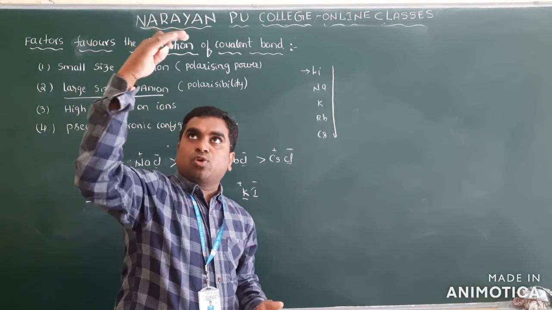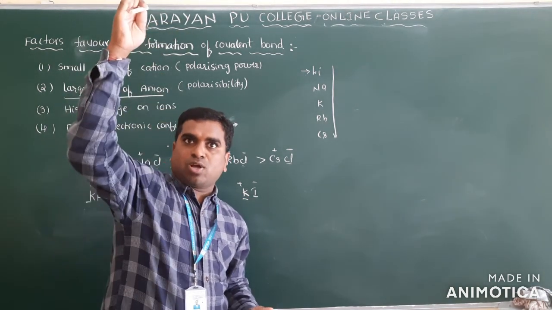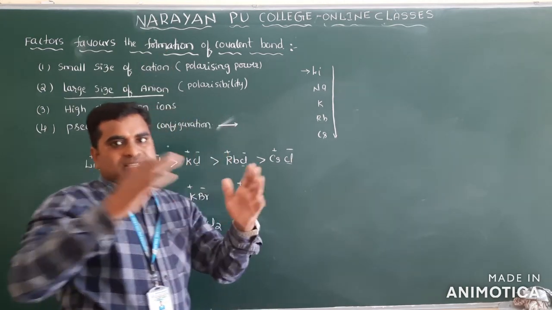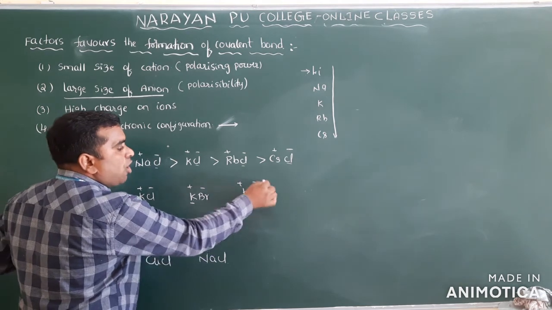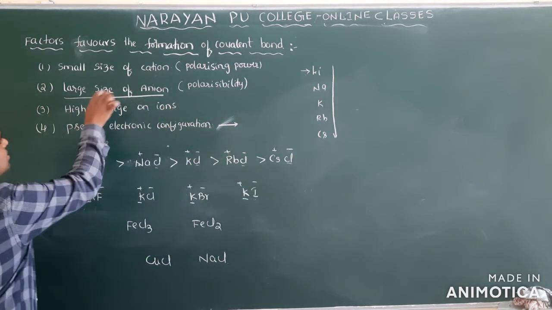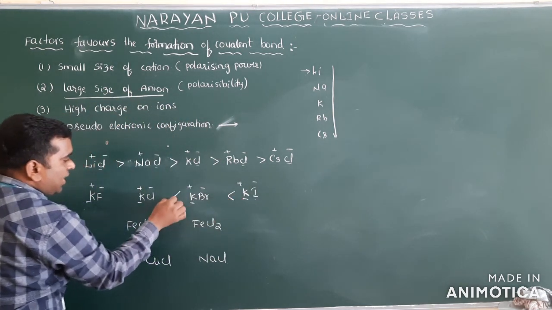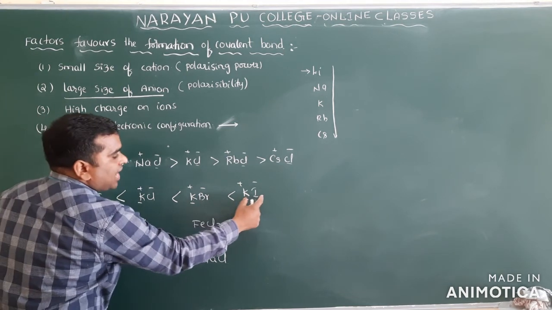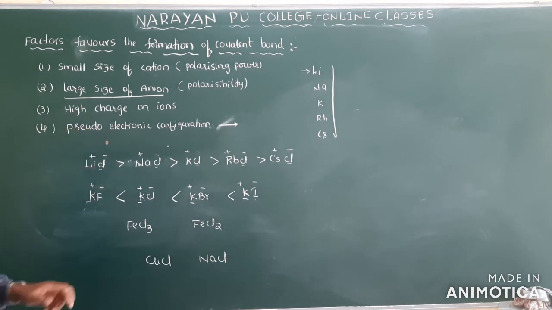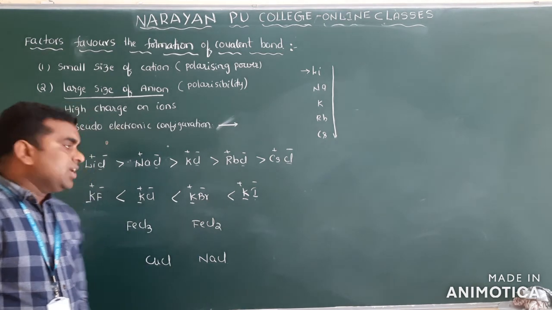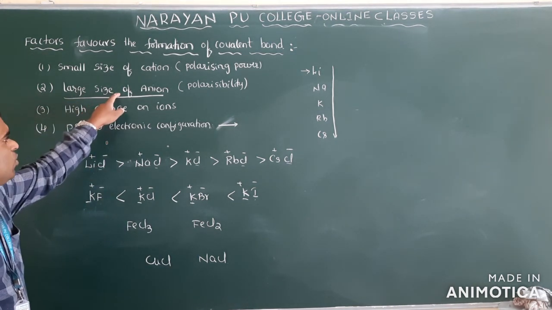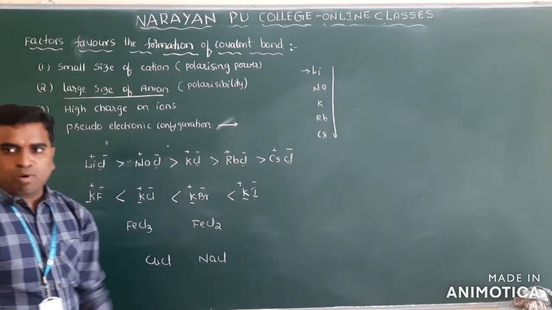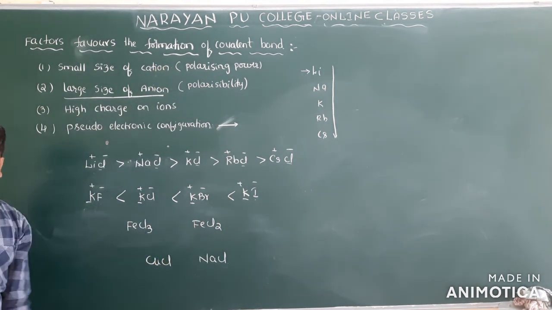These are 17th group elements: fluorine, chlorine, bromine, and iodine. As you are moving along the group, size increases. Fluorine is a small size anion, iodine is a large size anion. So a large size anion favors the covalent character. So that's why the KI molecule will have the highest covalent character compared to the remaining. Fluorine is a small anion, so it won't favor the formation of covalent bond. Now, FeCl3 and FeCl2.